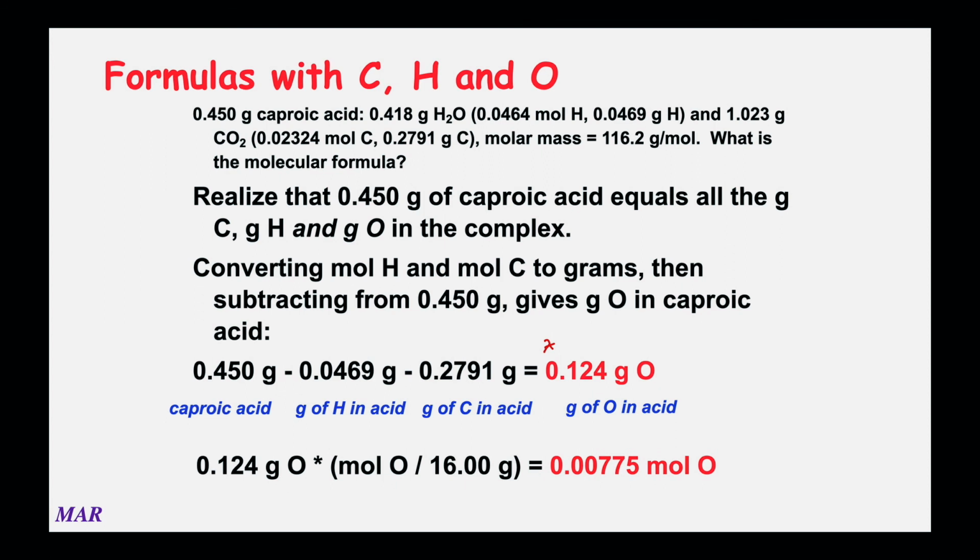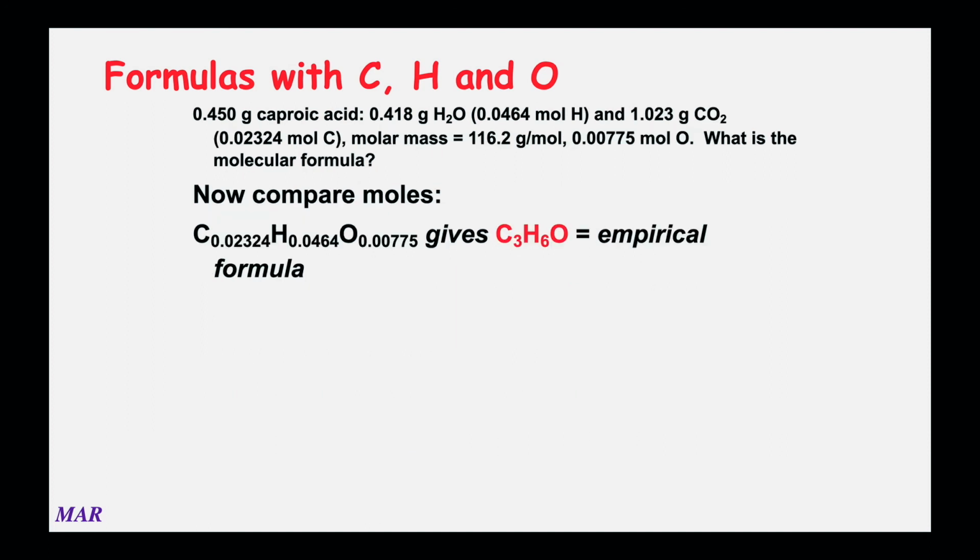And you can turn the 0.124 grams of oxygen into moles. A mole of oxygen is about 16 grams, so that gives 0.00775 moles of oxygen. So now we've got moles of oxygen here. We have moles of hydrogen and moles of carbon on the previous slide. If we put this all together, we have a rough formula that looks like that, but it's pretty ugly. So like we did at the end of the last section, we're going to divide all three of those numbers by the smallest number, by 0.00775. That comes out to be 3 carbons, 6 hydrogens, 1 oxygen. So C3H6O, that's the empirical formula of the caproic acid.